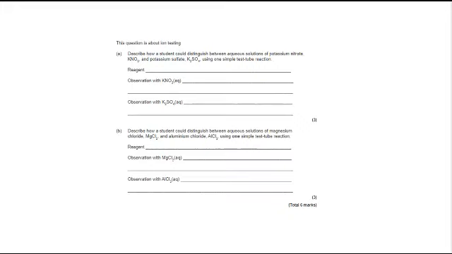Okay, so we have a question here about ion testing. Describe how a student could distinguish between aqueous solutions of potassium nitrate and potassium sulfate using one simple test tube reaction. So we need a reagent first of all, and all of this is built around the fact that we have got potassium sulfate, and more specifically the sulfate ions, because we have a test for sulfate ions, and that is to add barium chloride.